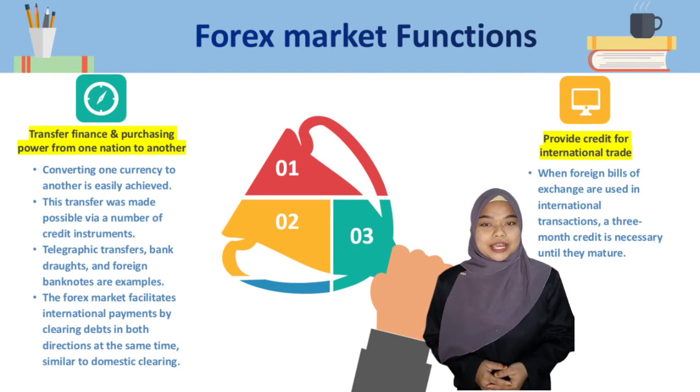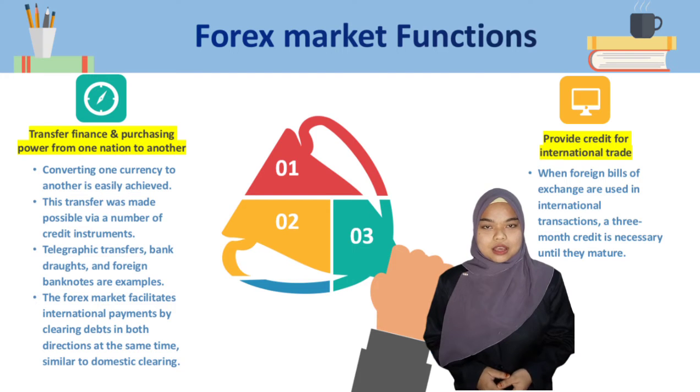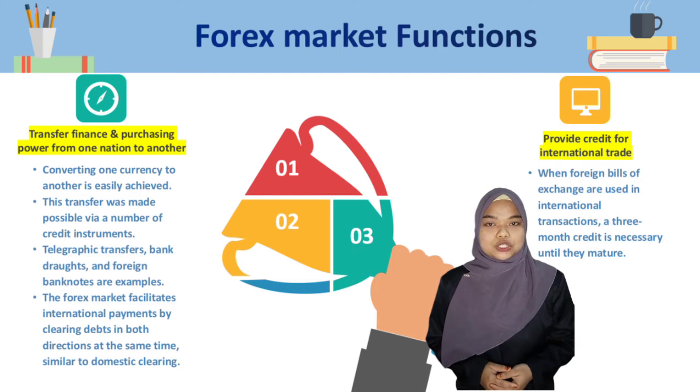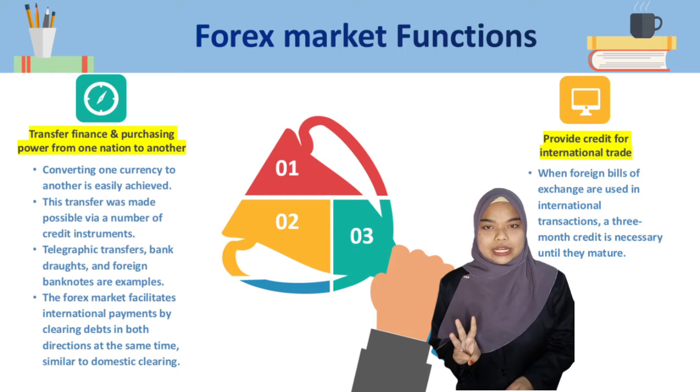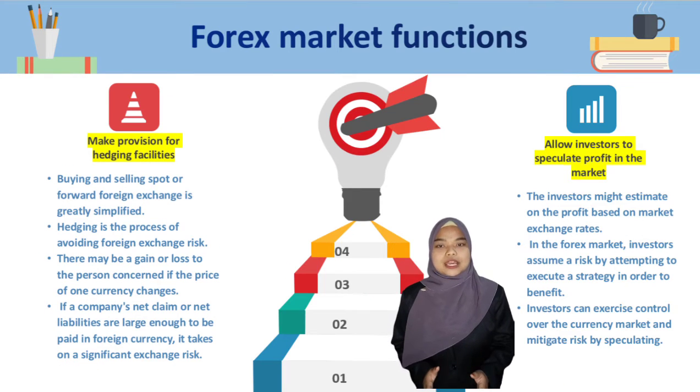Secondly is providing credit for international trade. When foreign bills of exchange are used in international transactions, a 3-month credit is necessary until they mature. Thirdly is making provision for hedging facilities. Buying and selling spot or forward foreign exchange is greatly simplified. Hedging is the process of avoiding foreign exchange risk.